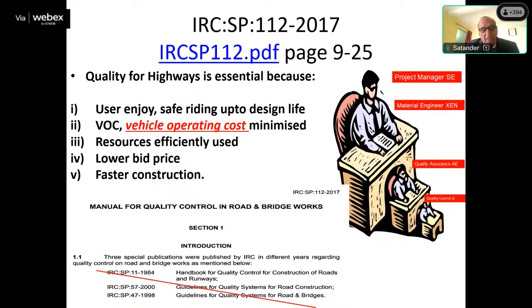Not only that, one contractor is using full good soil, the other is not. One is using full water, while the other is not getting a single drop of water, even for the villagers. With resources, there should be value engineering also. Resources efficiently, lower bid price, faster construction. These are the 5 basic reasons we have to go for quality for the highway.